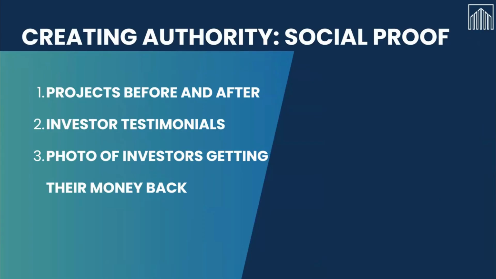All right, let's talk about the second part of creating authority, social proof. Here are the important things you need in your social proof. And again, this is really how we build trust. To build trust and get people to give us money, we have to establish ourselves as an authority figure. Before and after photos of the projects are very powerful.